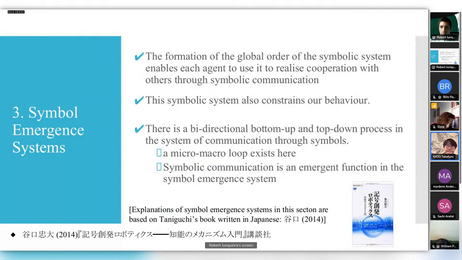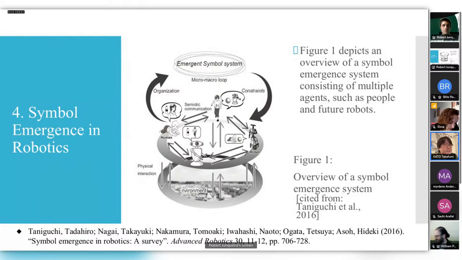Section 4, symbol emergence in robotics. Along this line of thought, Taniguchi has proposed a descriptive model of symbol emergence systems that takes into account cognitive and social dynamics. Figure 1 depicts an overview of a symbol emergence system consisting of multiple agents, such as people and future robots. Note that a symbol emergence system is not a symbolic system itself, but a multi-agent system consisting of agents capable of symbolic communication.